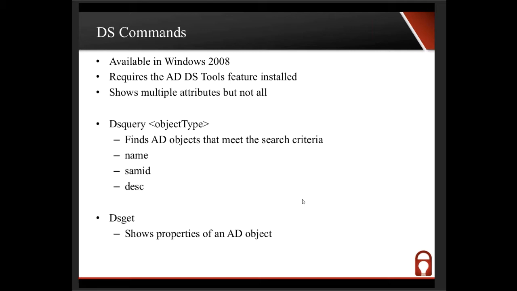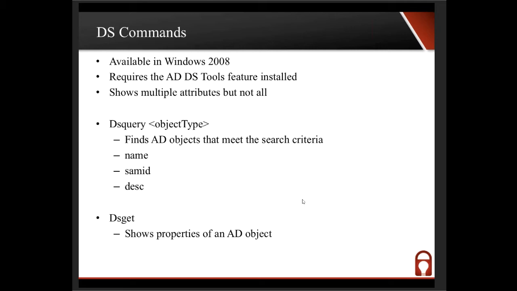And really, there's two different parts to it. There's the DS query and DS get. DS query does what it sounds like. It queries for different objects out in Active Directory. It searches for them. It won't give you information about them other than it says, I found one. So what happens is you take the information from DS query and you move it into DS get, and that will allow you to see the information that you're actually looking for.